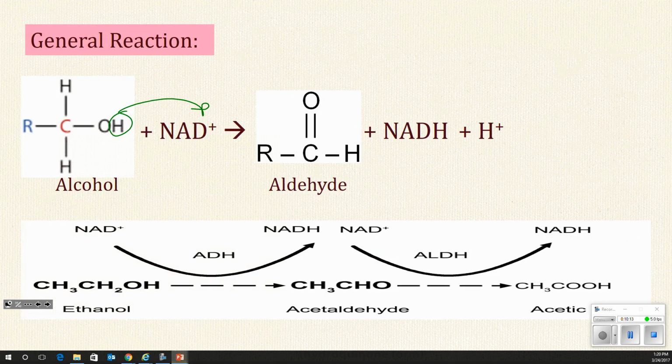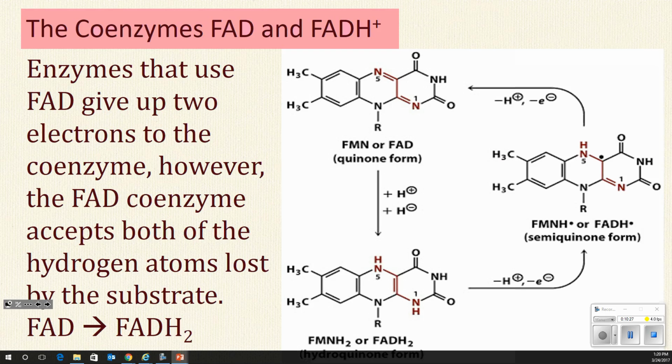Okay, so I'm just going to talk about this one for just a second and then we'll go on. So we have an alcohol, it goes to an aldehyde. If we do it again, it goes to an acid. So that's how we get through our general reaction here. As we look at the coenzymes FAD and FADH, it's easier to say it that way than the real name. We're doing the same kind of thing. This is all part of our electron transport chain.